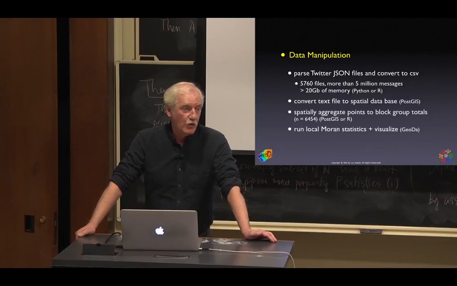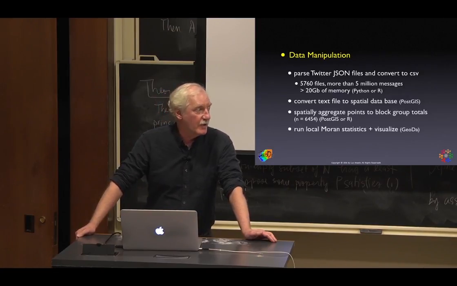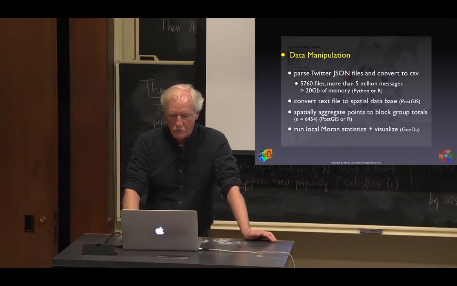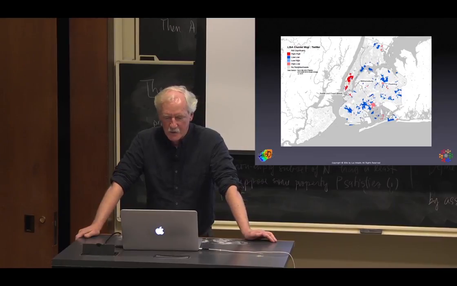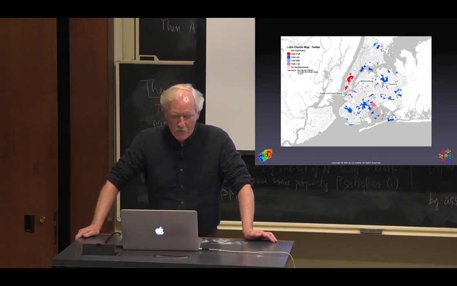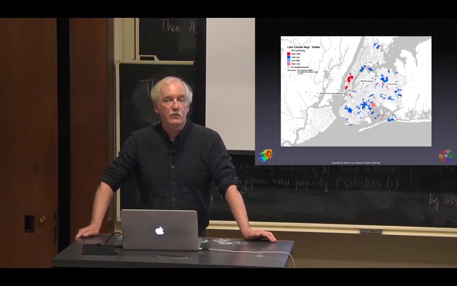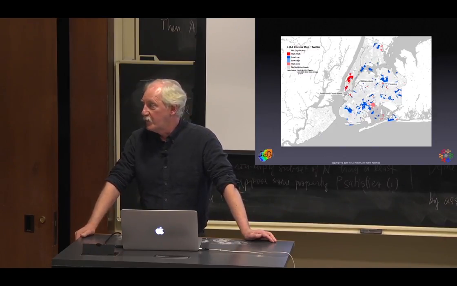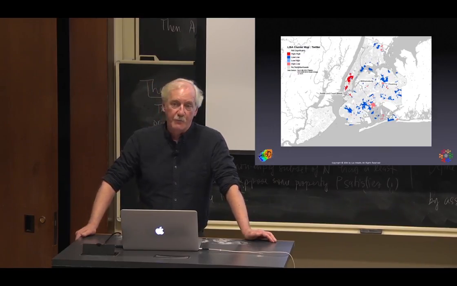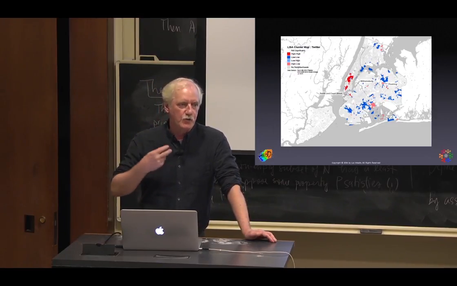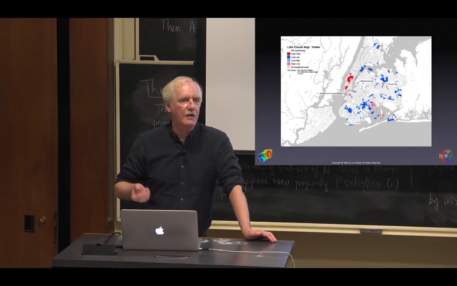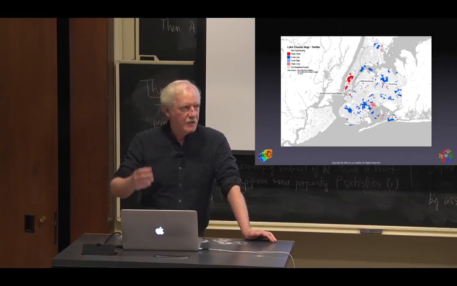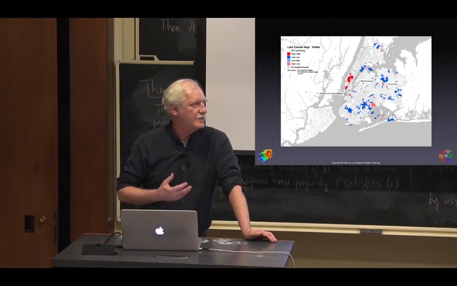And then we run a local Moran, which is a technique that we're going to see later, and we visualize that using GeoDa, and so then out comes this pretty map, which is a measure of the clusters of high intensity use and low intensity use. So we use this to define so-called digital deserts. Think of them as like food deserts, where the use of social media is underrepresented, versus digital hotspots, right? So that is an example of what I call spatial data science.